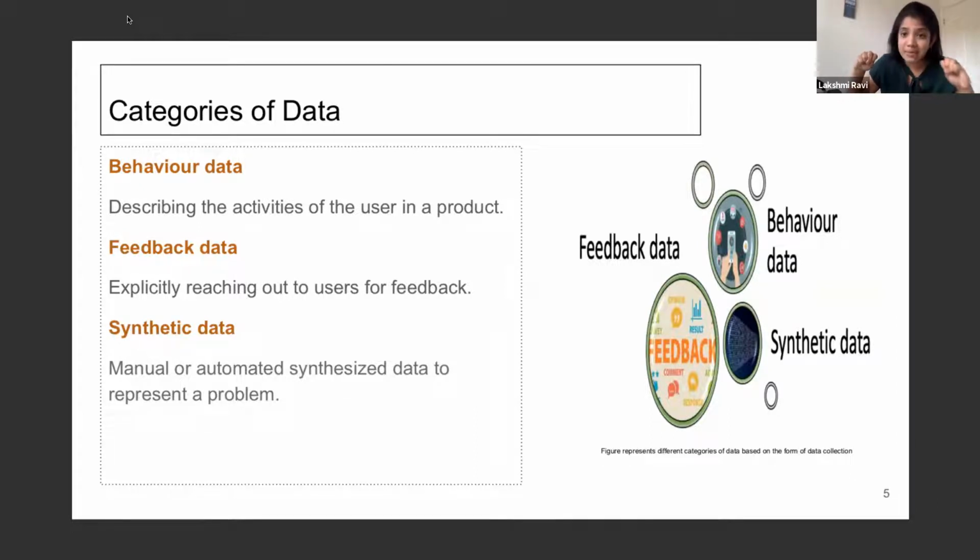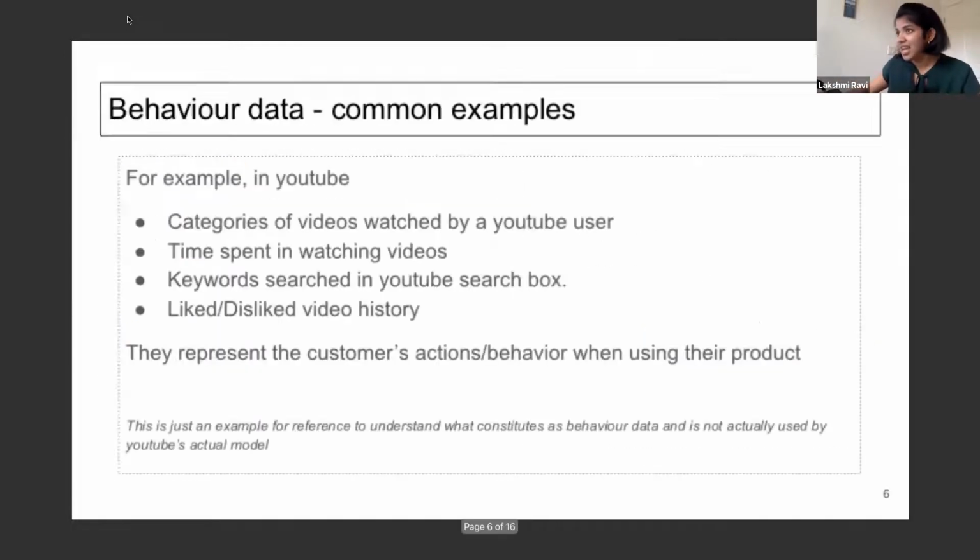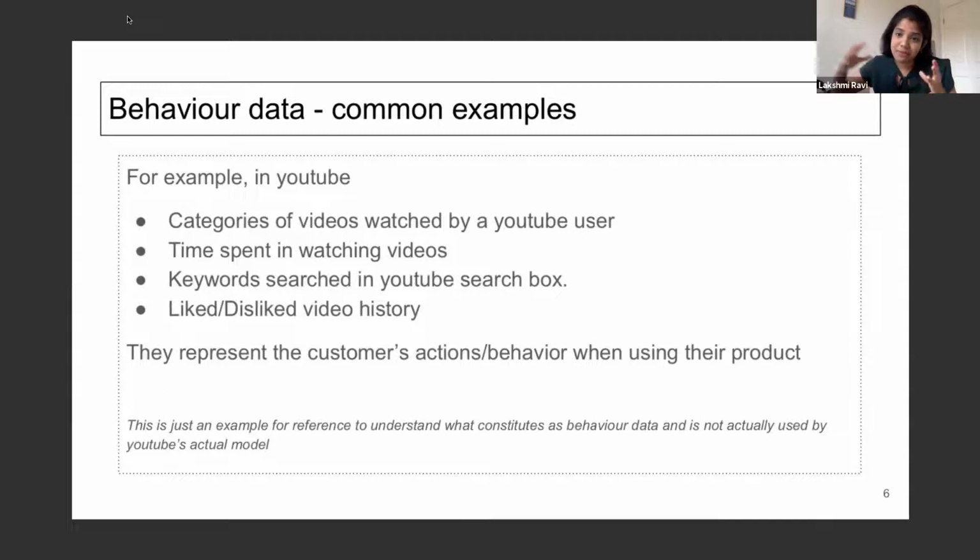The first is behavior data. Behavior data represents how a particular customer or user was behaving while using a product or a service. Feedback data is when, as a product owner or service owner, you explicitly reach out to customers asking for feedback. Synthetic data is when data is not available and you manually create or automatically synthesize a data set to represent your problem. Let's jump into the first category.